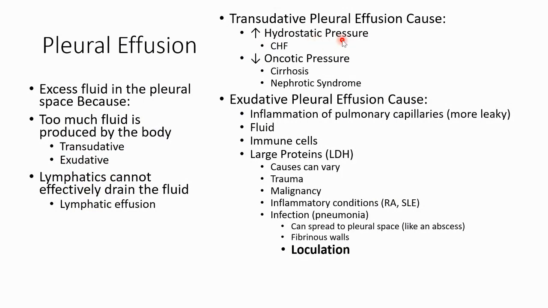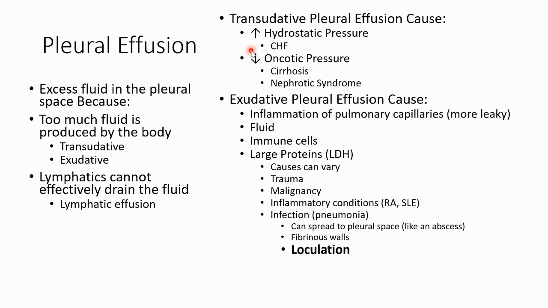So when there's increased hydrostatic pressure, the heart can't pump blood, and when the heart can't pump blood forward, it backs up, the fluid backs up into the pulmonary vessels, and hence somebody can get an accumulation of fluid because of an increased hydrostatic pressure. And the perfect example is congestive heart failure. So the most common cause of a transudative pleural effusion is heart failure. We see it very, very often.